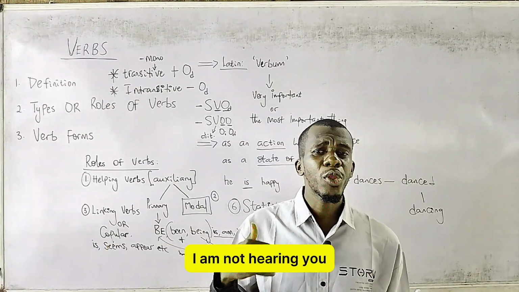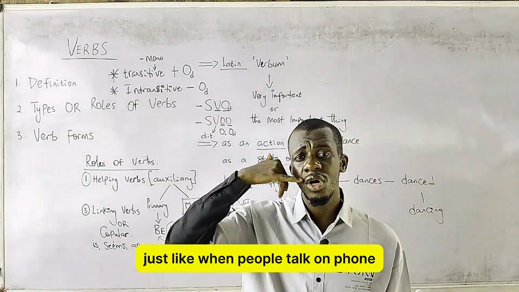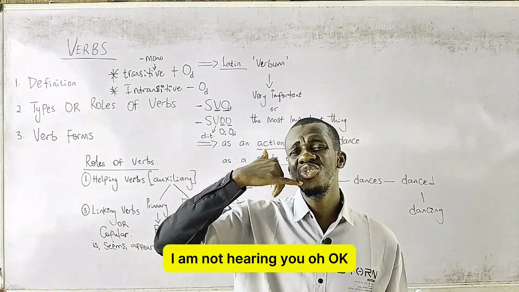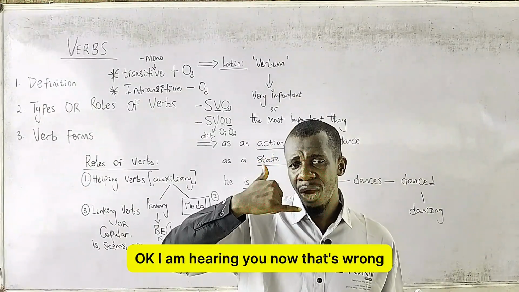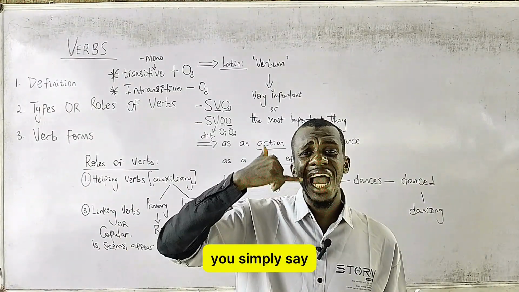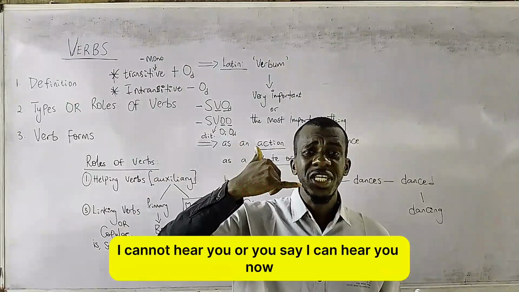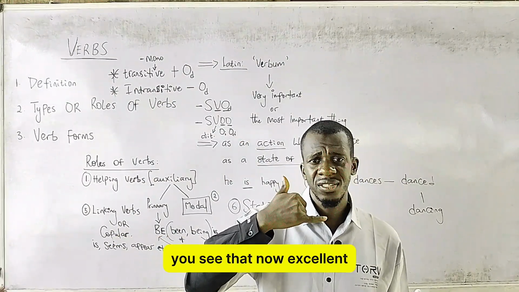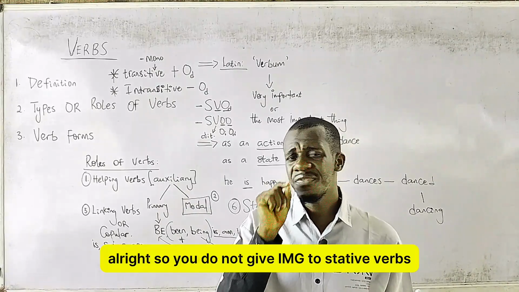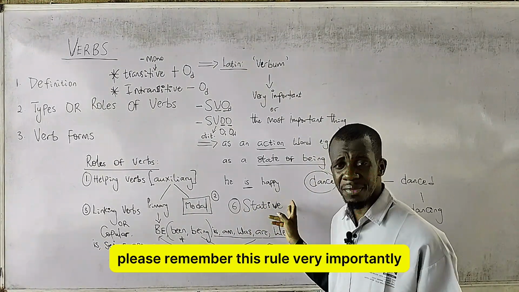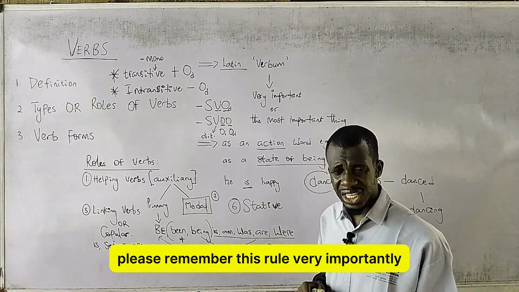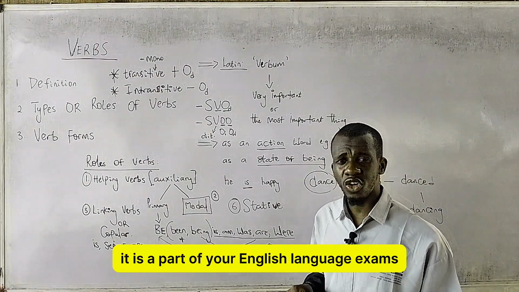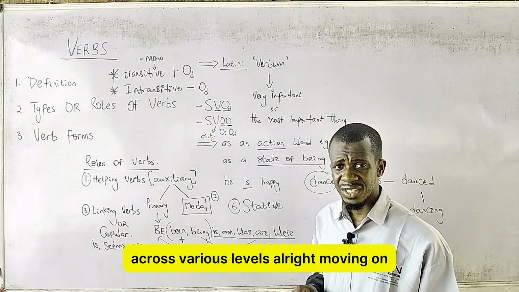Sentences like I am not hearing you, just like when people talk on phone, they are on the blower and they say things like I am not hearing you. Okay, I am hearing you now. That's wrong. You simply say I cannot hear you, or you say I can hear you now. You see that now? Excellent. All right, so you do not give ing to stative verbs. Please remember this rule very importantly. It is a part of your English language exams across various levels. All right, moving on.